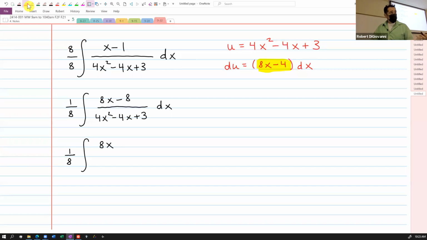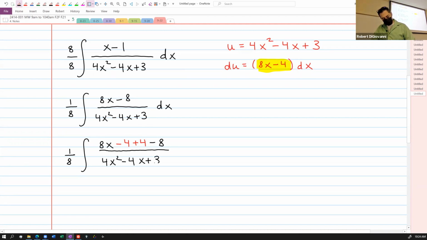Now I want a minus 4 to appear, right? So I'm going to subtract 4, add 4. And then what did I actually still have up there? There was a minus 8 up there, wasn't there? And then all over 4x squared minus 4x plus 3 dx.